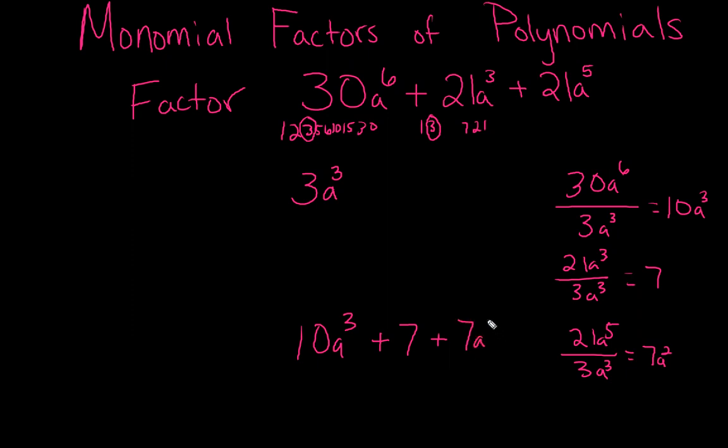And that is the last term of our polynomial. But we're not done there. We have to put this in parentheses, and we put our greatest common factor out front, because what this is saying is that 3a to the 3rd power times these three will give us our original expression. So go ahead, I encourage you to check: if you distribute this 3a cubed into all three terms, you should get the original expression.